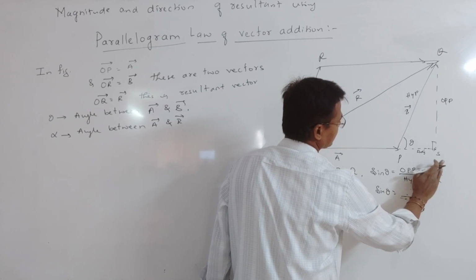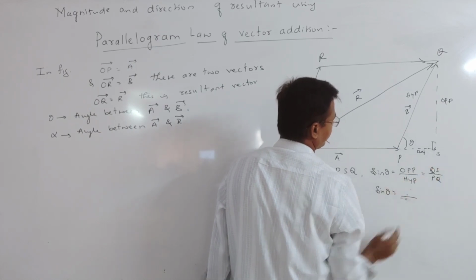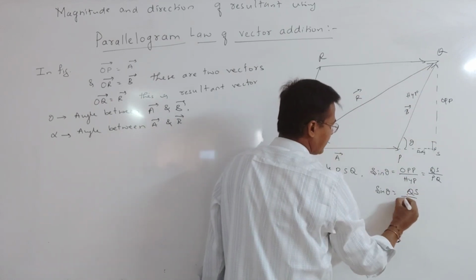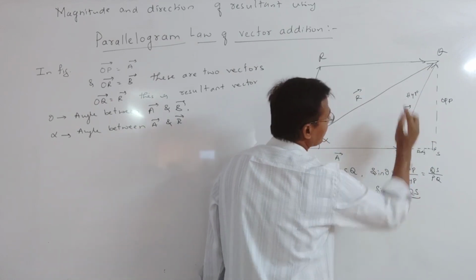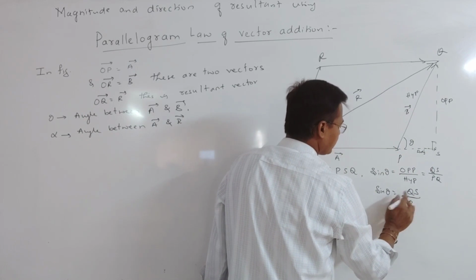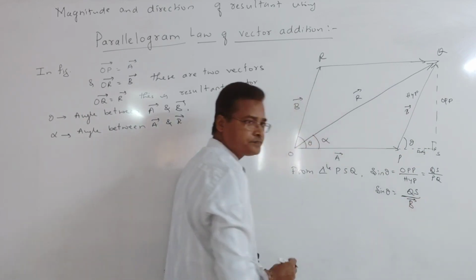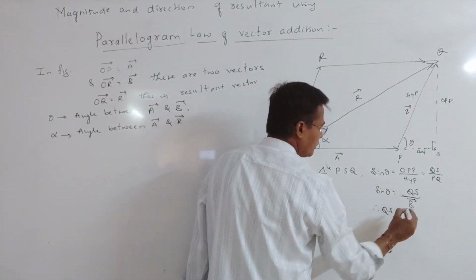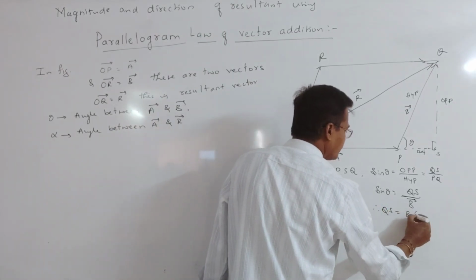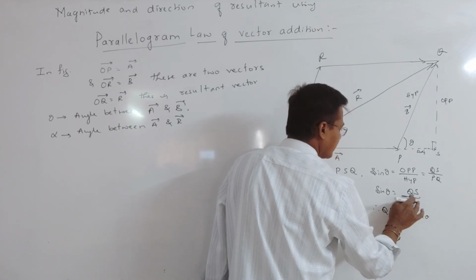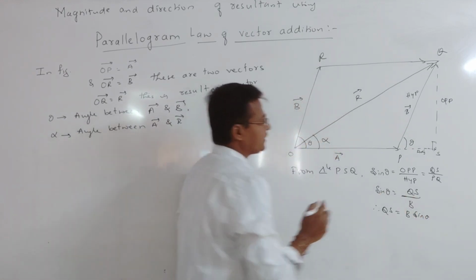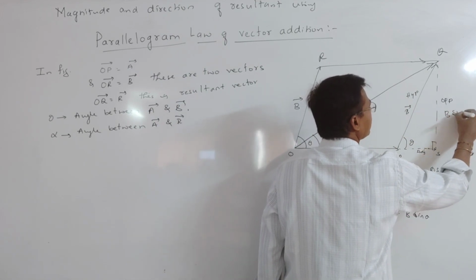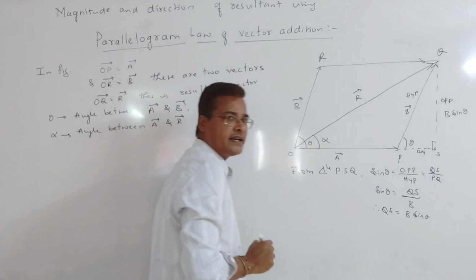Sorry, QS divided by PQ. So QS we don't know the value, as it is we can write down QS. PQ value is B vector. Therefore QS equal to B into sin theta. So QS is B sin theta.